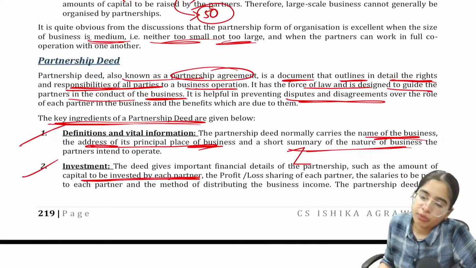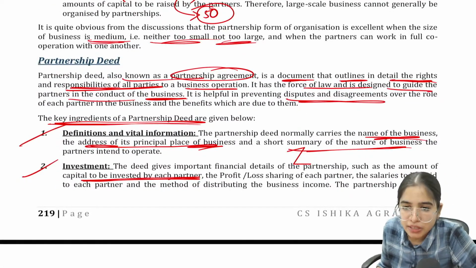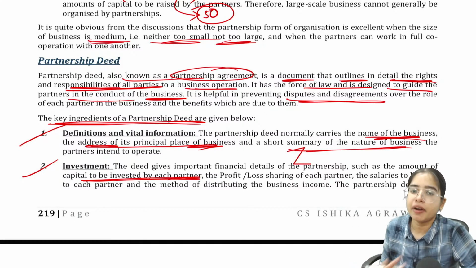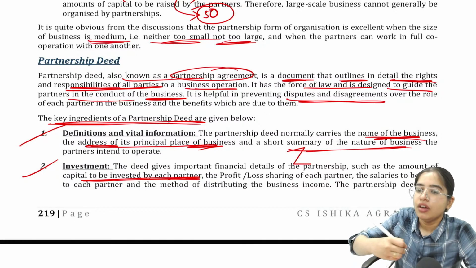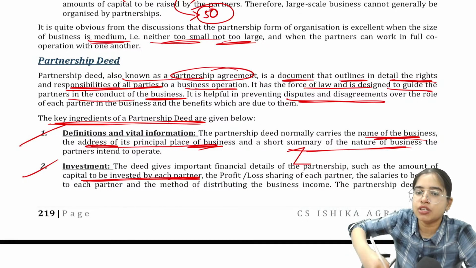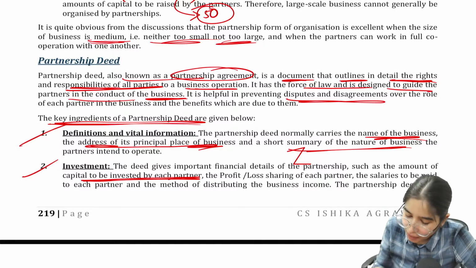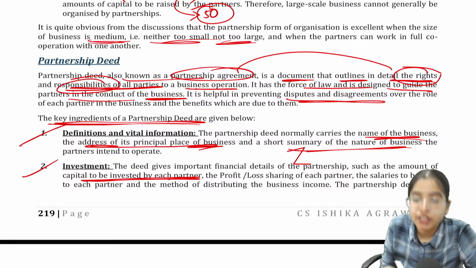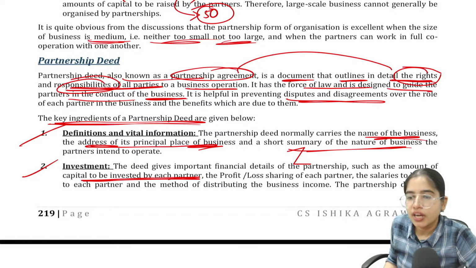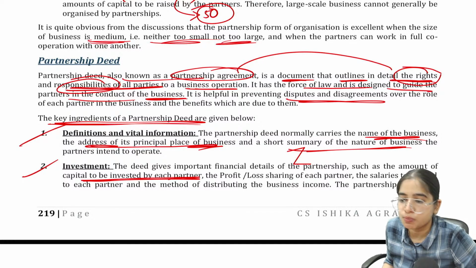Partnership deed. What do you mean by partnership deed? It is basically a written partnership agreement among all the partners. Whenever all the partners enter into a partnership agreement, they may execute it in writing, and that written partnership agreement is known as the partnership deed. In the partnership deed, all the rights and duties are mentioned, all the terms and conditions of the partnership are mentioned, so that they will be helpful in case of dispute.